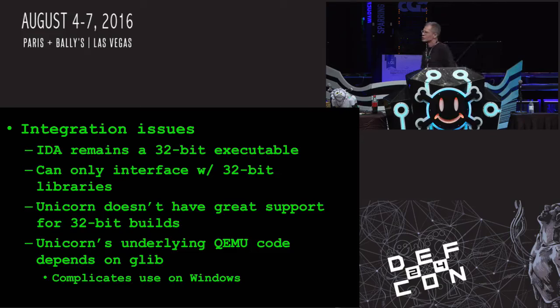Now, Unicorn, unfortunately, doesn't have very good support for building 32-bit libraries. They sort of assume that everybody's doing 64-bit stuff these days. Why would you want to build 32-bit binaries anymore? So we had to fix that up a little bit, and they're getting better at being able to build 32-bit binaries.